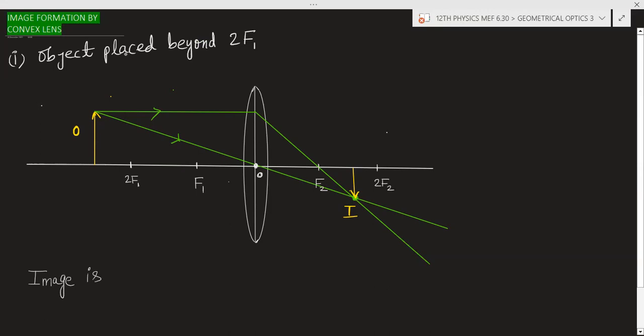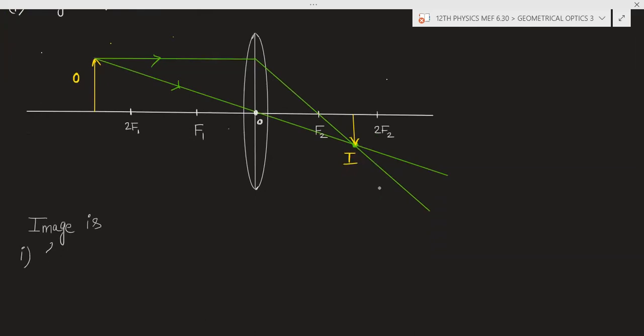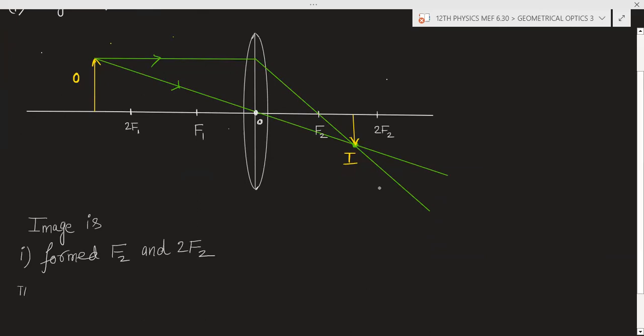Number 1. Where is the image formed? Between F2 and 2F2. This image is forming between F2 and 2F2. So you will write image is formed between F2 and 2F2. Second point. This image is real and inverted also. So image is real and inverted.